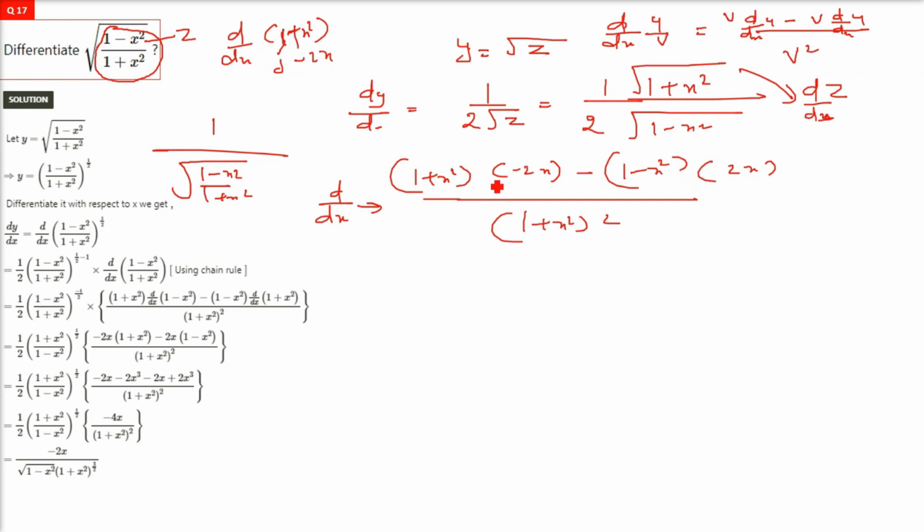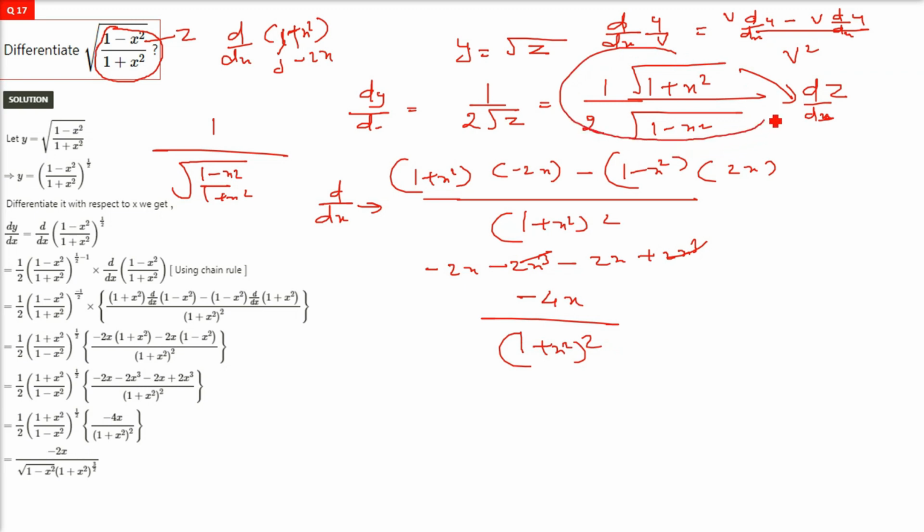Now you can open this in the numerator and see what comes. Minus 2x and minus 2x cube, and here we have minus 2x and plus 2x cube. So minus 2x cube and plus 2x cube get cancelled. Minus 2x and minus 2x will give you minus 4x. In the denominator it is 1 plus x square whole square. And this was already there, the 1 by 2. So 1 plus x square, you can write it as 1 to the power half.